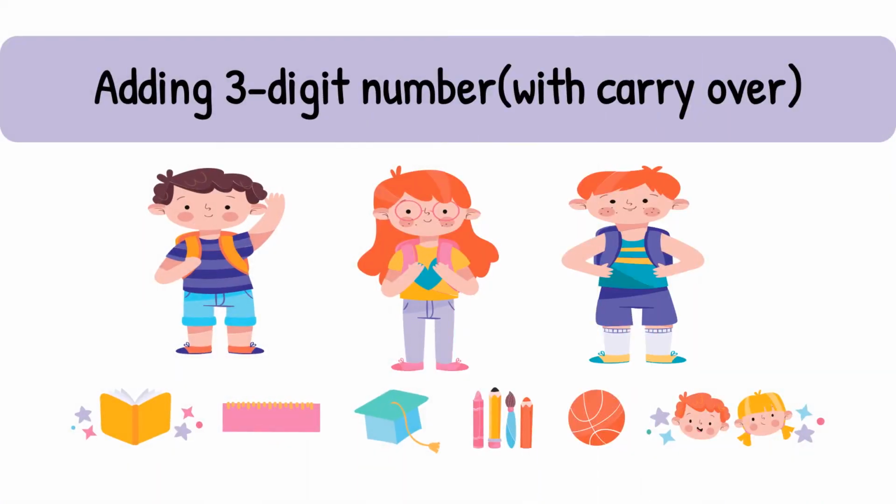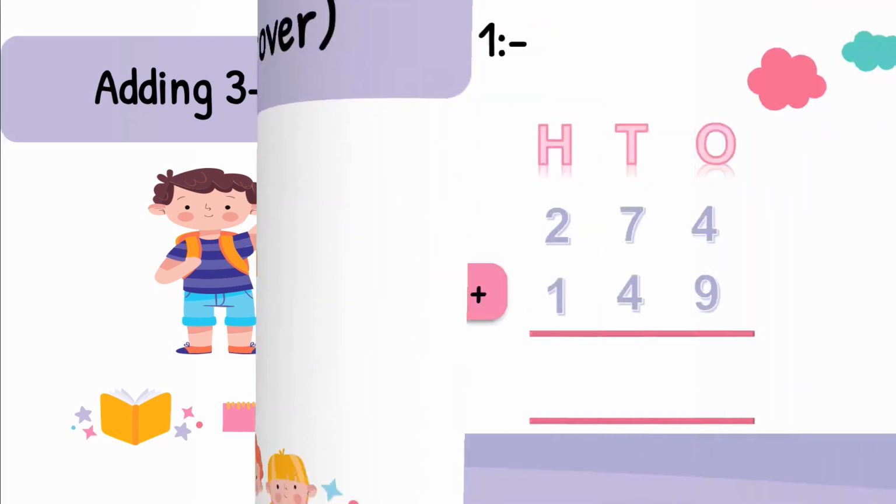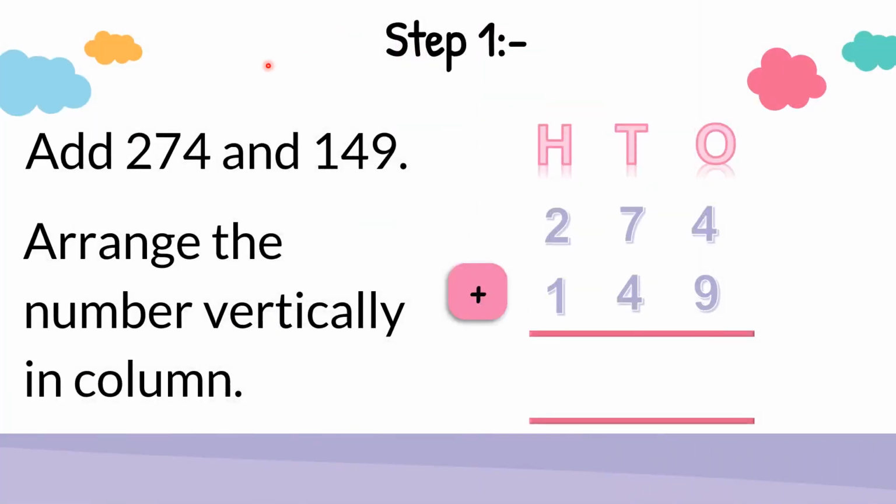Let's start adding 3-digit number with carryover. Step 1. Suppose we have to add 274 and 149. So first we will arrange the number vertically in column. We have to arrange the number on their place value chart. Ones, tens and hundred. First you will write on your copy ones, tens and hundred, and then you will write the numbers according to their place value.